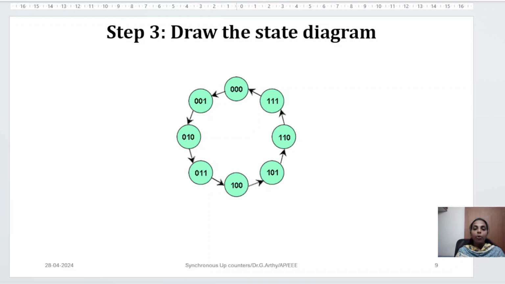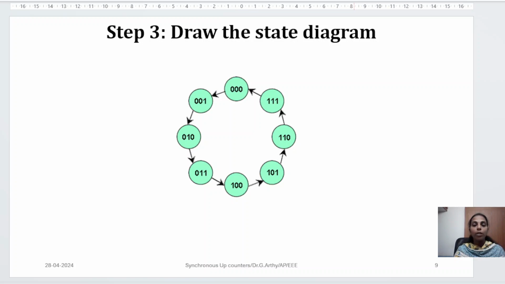Since it is an up counter, after 0, 1 will be counted. After 1, 2, and 3 after 2. That is why the arrows are in this direction. And it can count only 8 values if it is a 3-bit counter. So after 7, it resets back to 0. So the present state and the next state are shown by a state diagram.